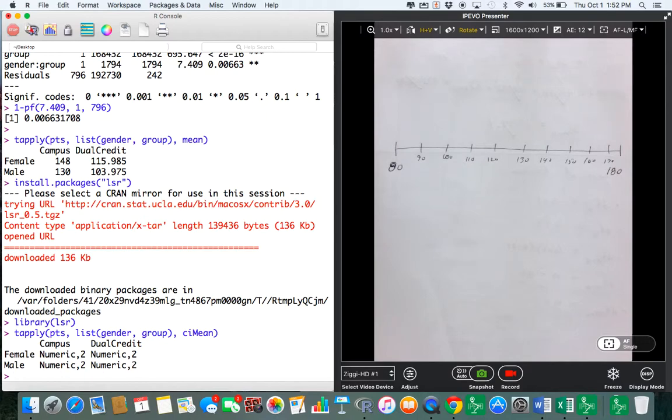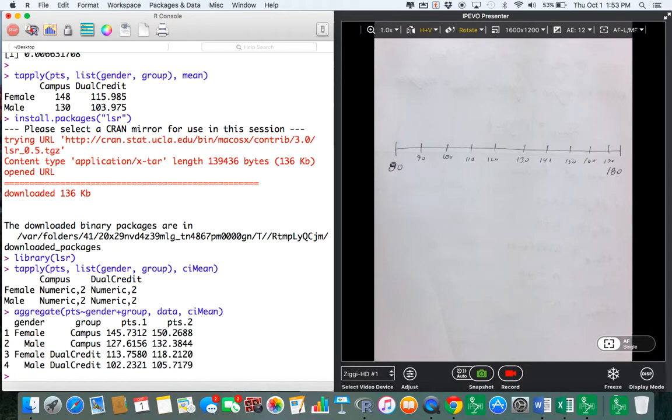Okay, that's not going to work. That's not going to work at all. What I have to do here is I have to use, I forgot all about this, I have to use the aggregate function here. So I come in still with points, but I'm going to do that over the sum of my two groups. Yeah, I forgot. And I've got to come in and tell it with data, and then I have to do CI mean. Yeah, all right, cool.